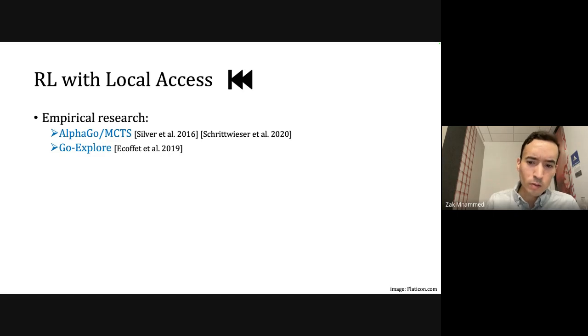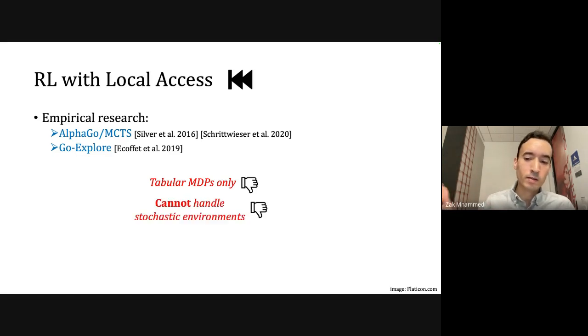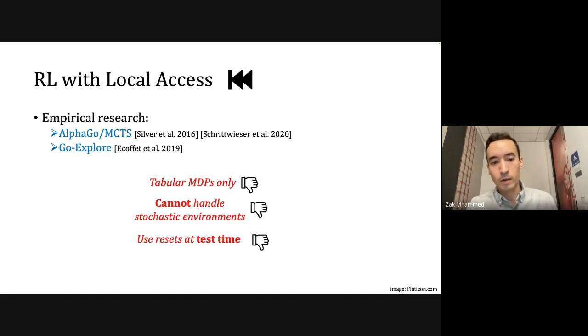Although these results are promising for using resets, they're still quite limited. For one, these algorithms typically only work for tabular environments, so you have to have finite states. In the case of AlphaGo, the algorithm isn't designed to handle stochastic environments and even needs resets during test time. So even though you can use resets in simulation, for actual deployment in the real world you don't necessarily have that ability to do resets.